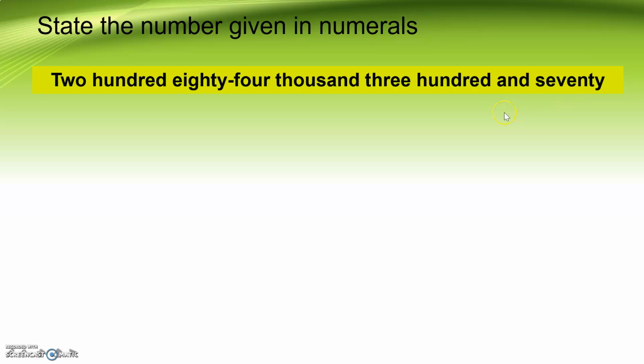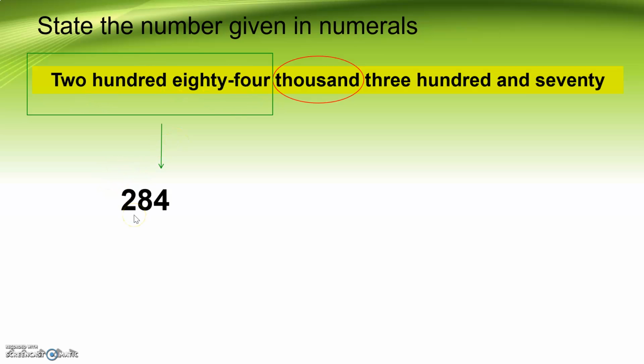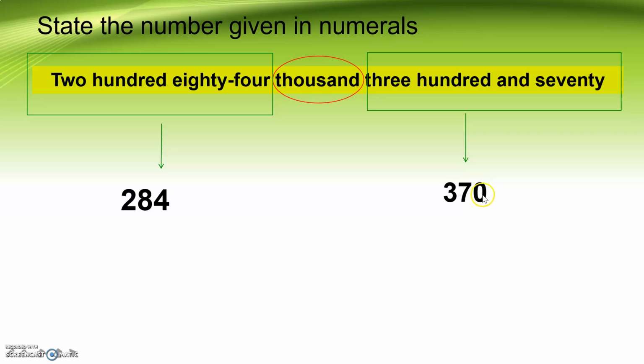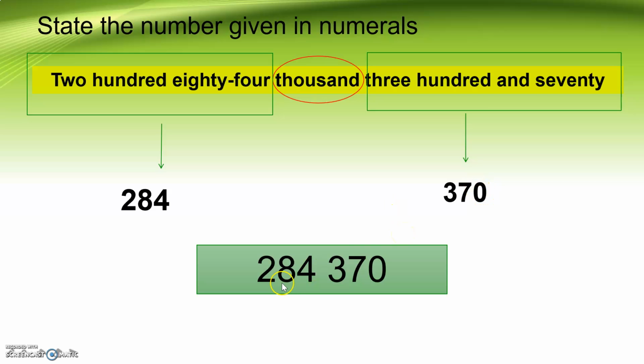Okay. State the number given in numerals. 284,370. So, if we get numbers in words, we should find the word thousand here. So, before thousand, 284. So, how to write 284? 284. Here, 370. So we will write 284,370.